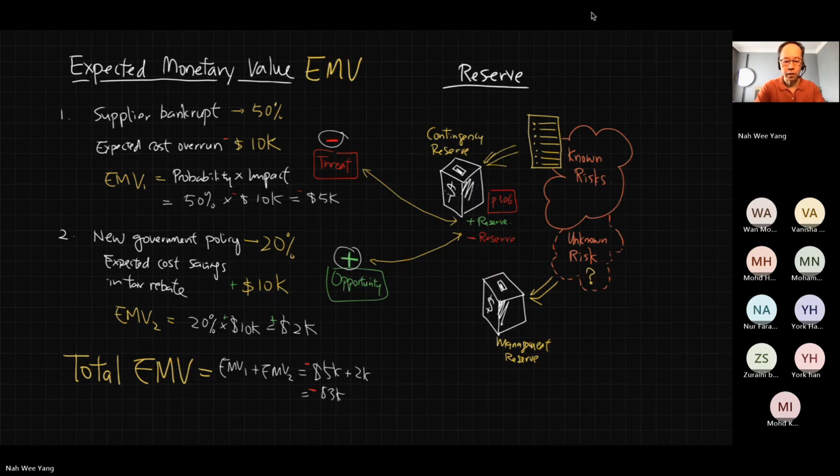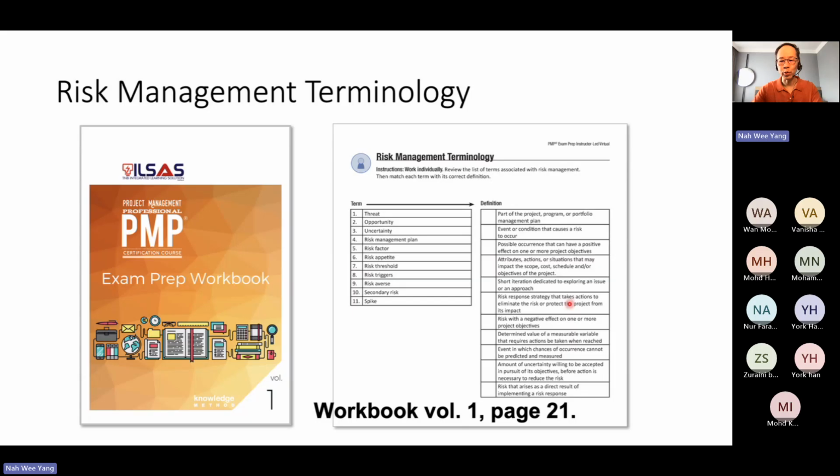Now, I've forgotten to open one thing. Where's my slide? Okay. Now this workbook, page 21, the risk management terminology. This is what I have gone through in the class. I hope that you did follow. This is probably a good time for you to re-look at this risk terminology to make sure you understand it. In case you have not, let me show you the answer, and I am going to open the Miro.